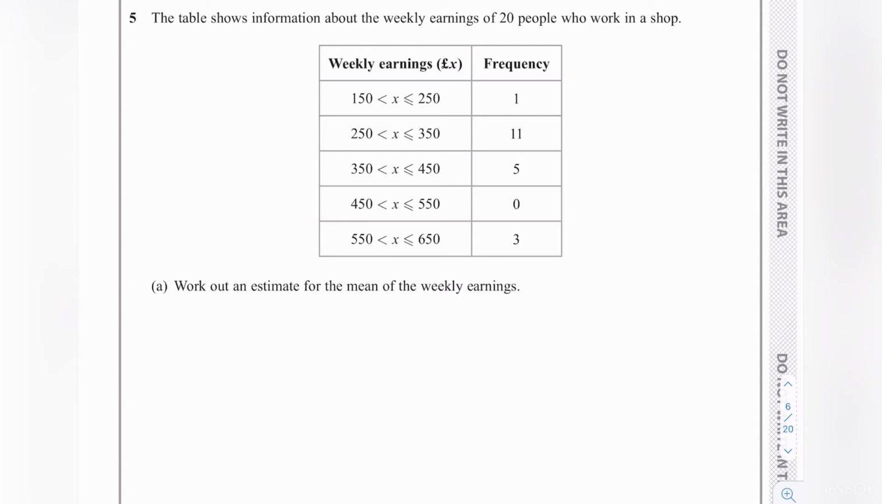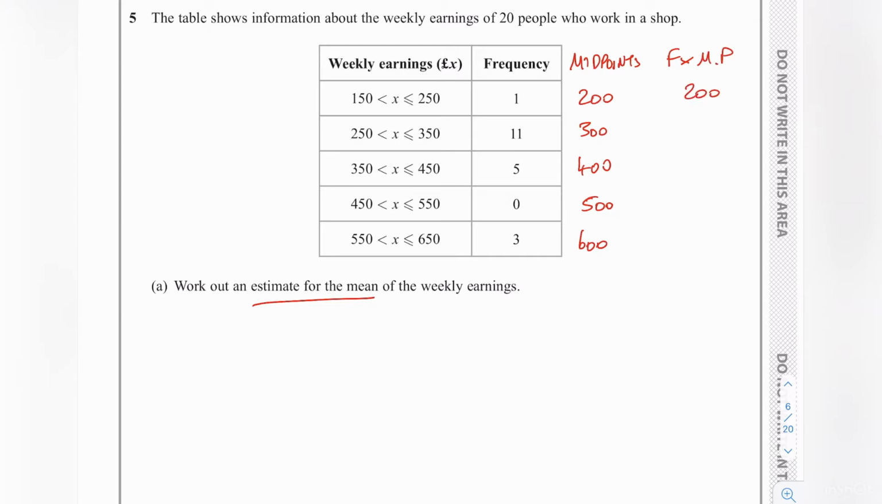To work out the estimate for the mean, first of all we need to add an extra column with our midpoints in. This would be 200, 300, 400, 500 and 600. Now we add a next column with frequency times our midpoints.